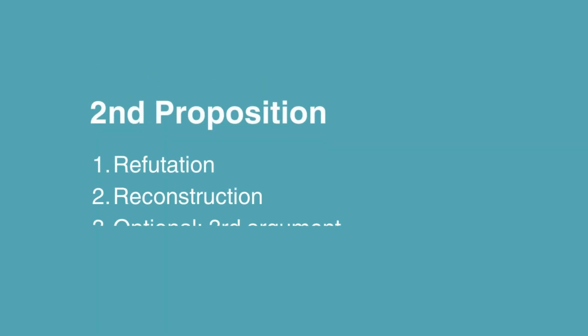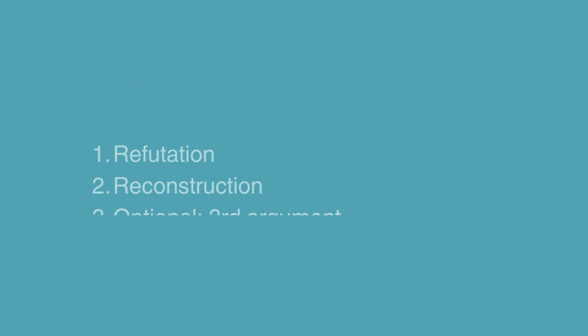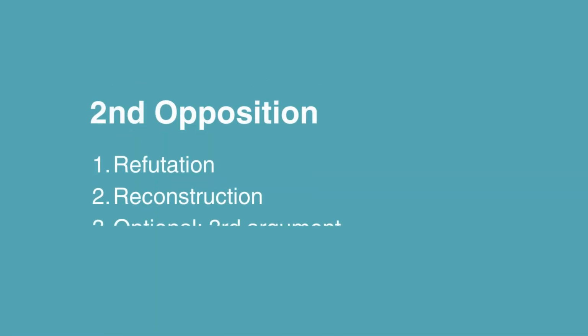Then comes the second proposition speaker. They have 2 or 3 duties. First, they must refute opposition. Second, they must do reconstruction, in other words, defend their partner's arguments. And thirdly, they may provide a new argument if they wish. This is not mandatory, but sometimes it is useful. The second opposition speaker will do the exact same thing.